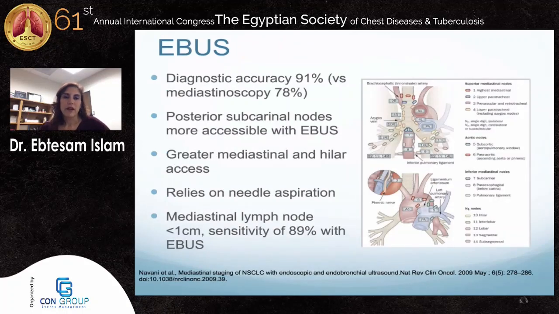So the convex probe EBUS diagnostic accuracy is about 91% versus mediastinoscopy, which is about 78%. And the reason it's thought to be so high is that you have access to the posterior subcarinal nodes, more accessible with EBUS than with mediastinoscopy. You also have greater mediastinal and hilar access. Now, it does rely on your needle aspiration. A mediastinal lymph node less than 1 centimeter has a sensitivity of 89% with EBUS.